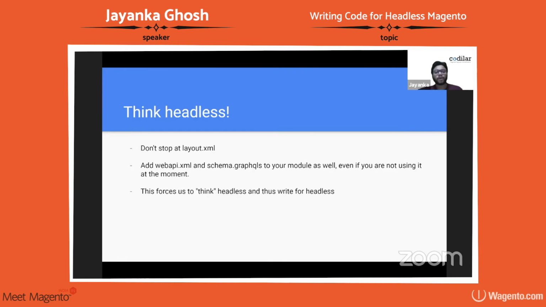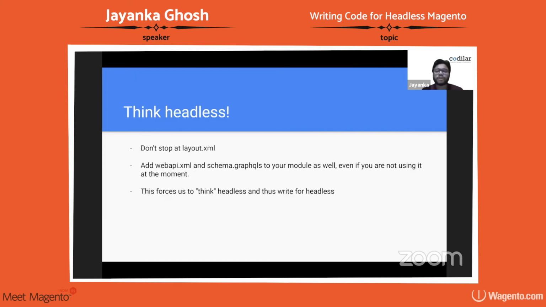Instead of that, you add the web api.xml, add the schema.graphql. So if you don't know, the web API is for the REST APIs and the schema.graphql is for the GraphQL. So make those files and make those implementations. Even if you're not using those implementations at the moment, you might use it later on.